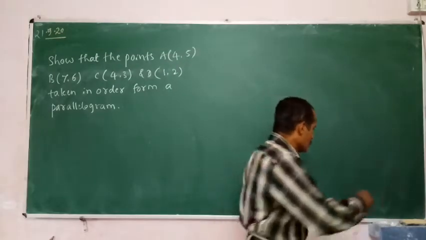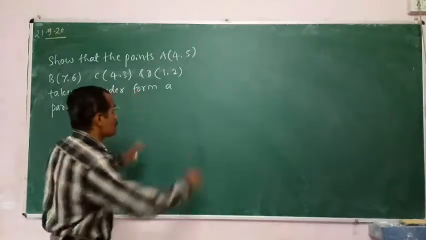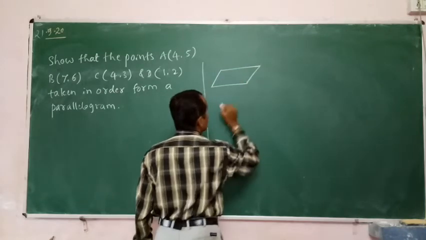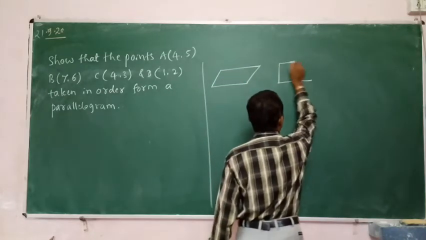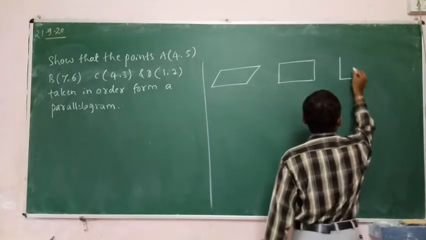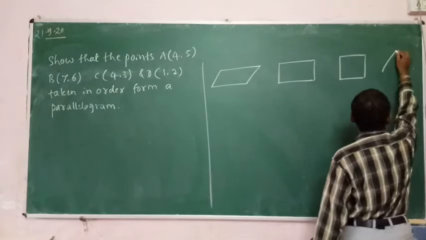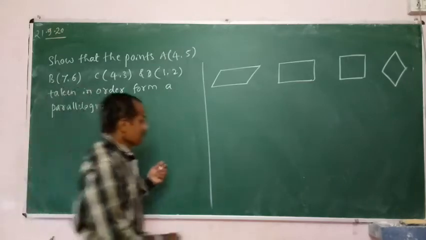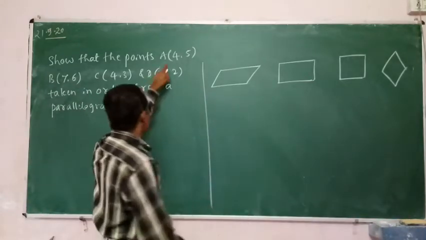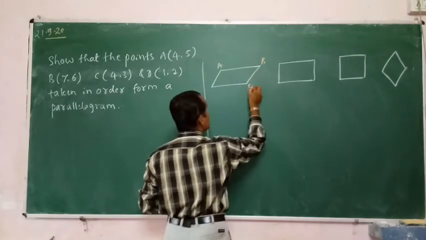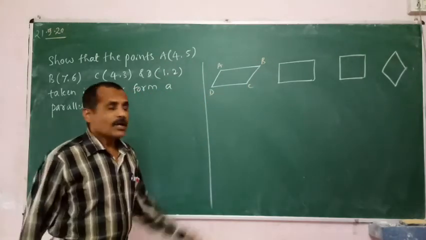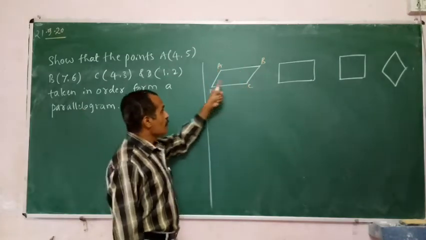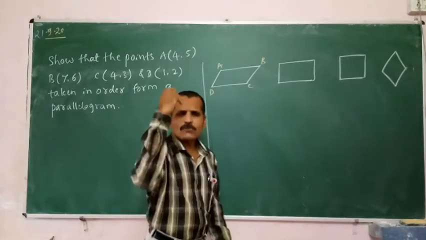How to do it? Now, before we solve this problem, let us understand first. See, this is a parallelogram. Here is a rectangle. This is a square, and here is a rhombus. Now, the 4 coordinates are given. A is given, B is given, C is given, D is given. Using the distance formula, say you have found AB, BC, CD, DA, all the 4 sides you have found.